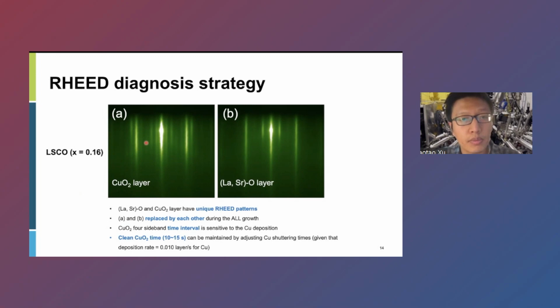So it's natural for us to develop this strategy, which is timing the time interval of this four sideband reconstruction pattern and adjusting the copper shutter time accordingly to maintain this clear window. So by doing this, we have improved our yield ratio to a very high level.